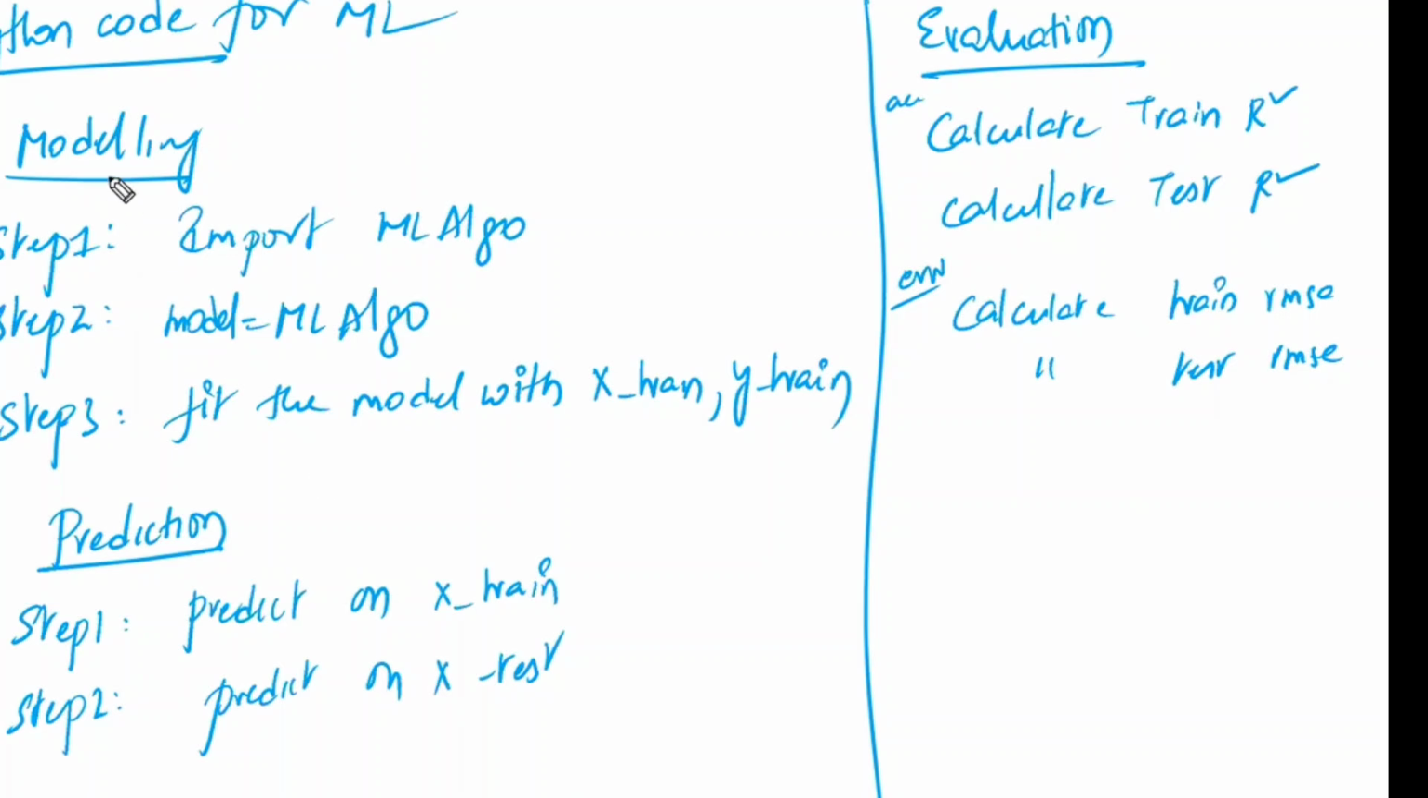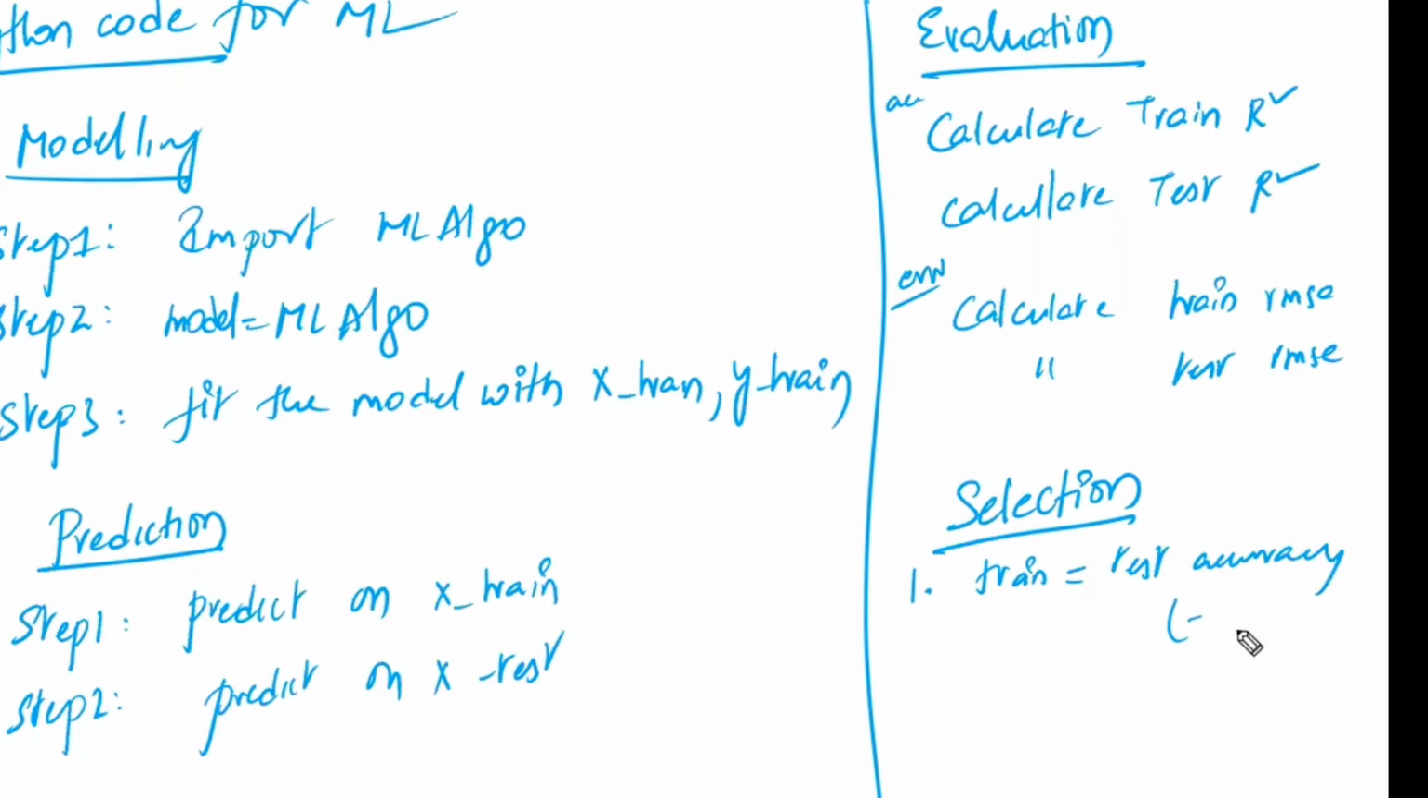Once modeling, prediction, and evaluation, these three things, are completed, now selection. Next heading is called selection. Whether this model has to be selected or not will be decided based on whether the train accuracy is equal to the test accuracy with a plus or minus 5% difference, on that side or this side, 5%.